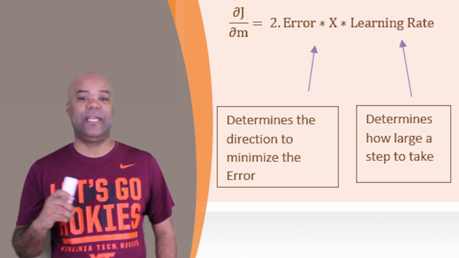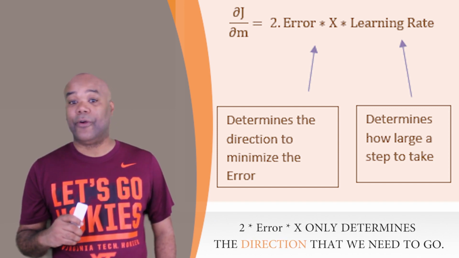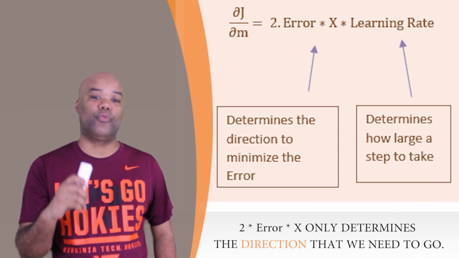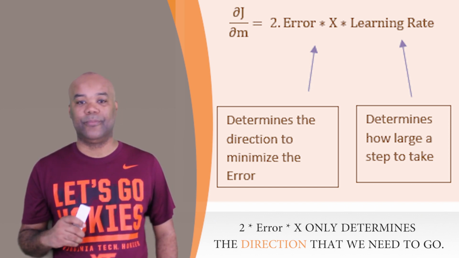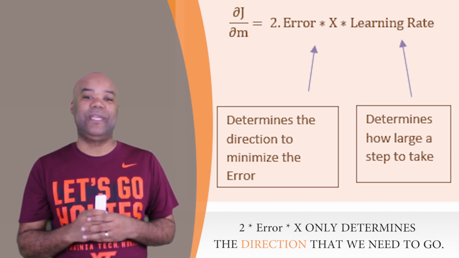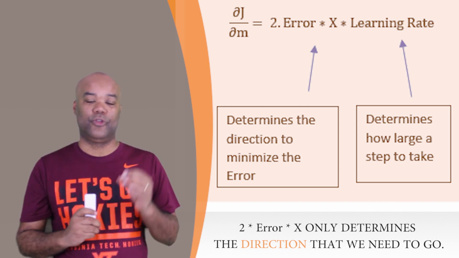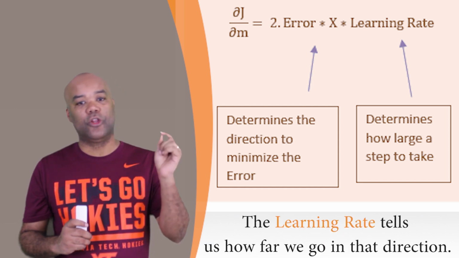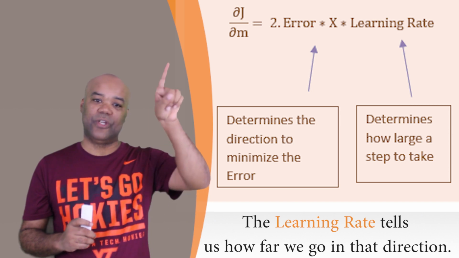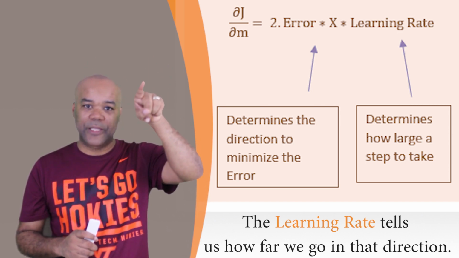Here is where we tie everything together. 2 times the error times x. It only determines the direction that we need to go. We're doing this derivative here, we're going through this so we can calculate the direction. Okay? The derivative gives us direction, the learning rate tells us how big of a step we need to take. Again, context, right? Remember, the cost function graphs as a parabola. You're somewhere on this parabola.